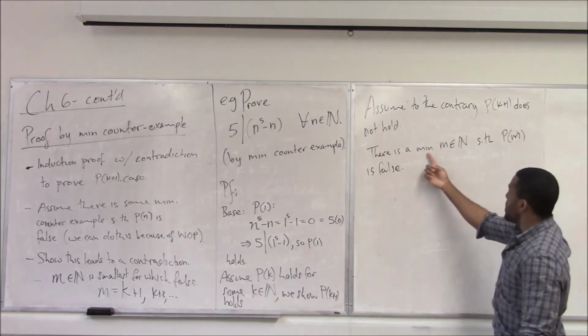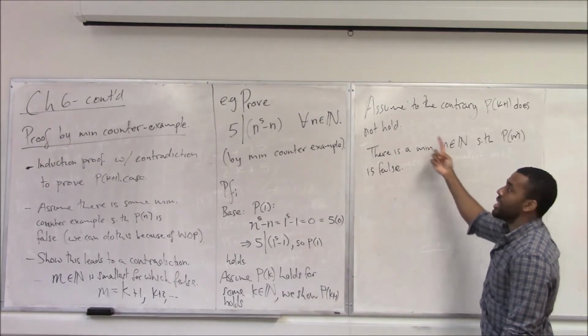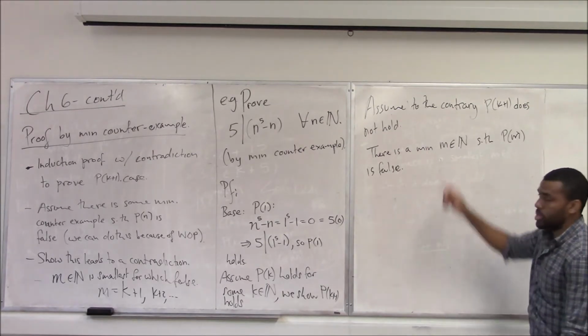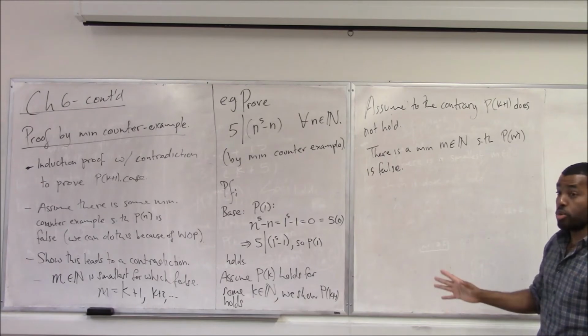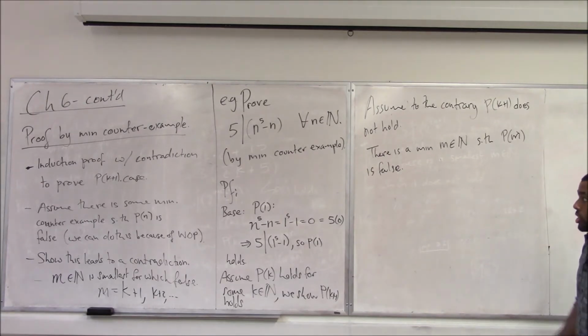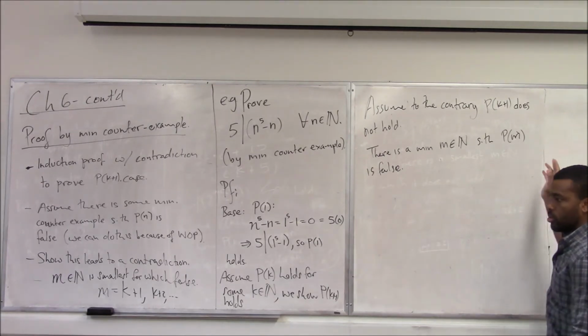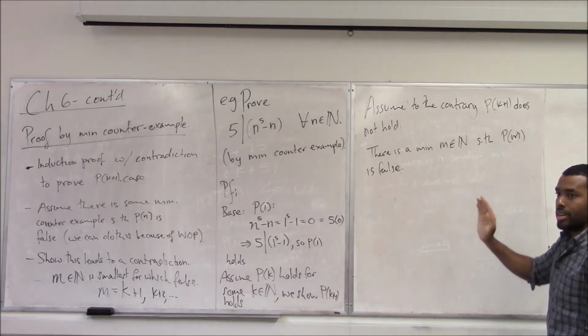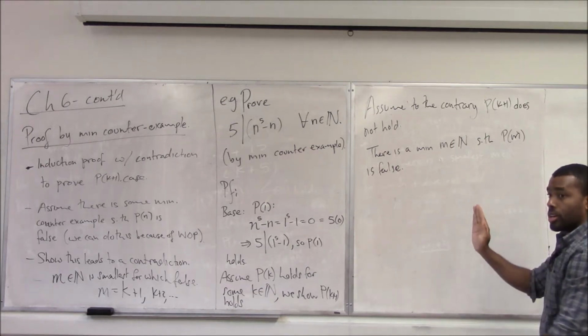So if this is the minimum guy for which it's false, it means for any guy less than that it has to be true. So you are assuming that it's true up to this guy, right? This is the first guy where it breaks, right? So you look at all the possible numbers for which it is false, take the smallest one, which means everyone before that it's going to work, right?